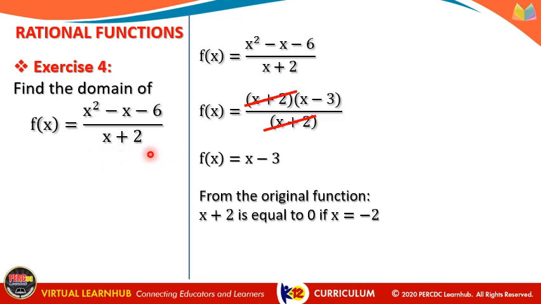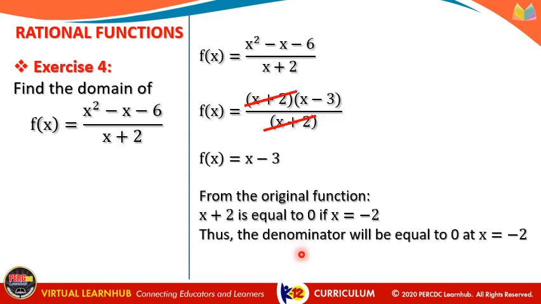Okay po, so malinaw po tayo doon? Lagi tayong bumalik sa original function. Sige. Thus, the denominator will be equal to 0 at x is negative 2, meaning ang x is negative 2 hindi kasama sa domain.